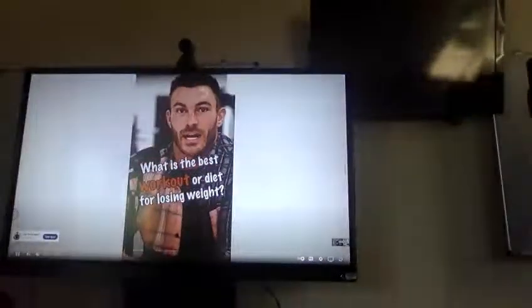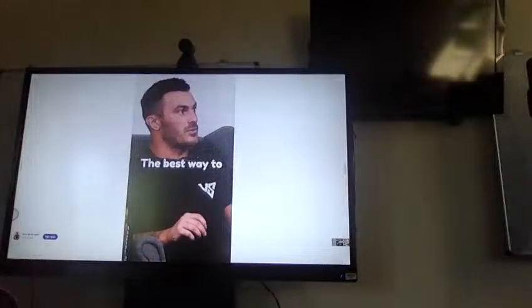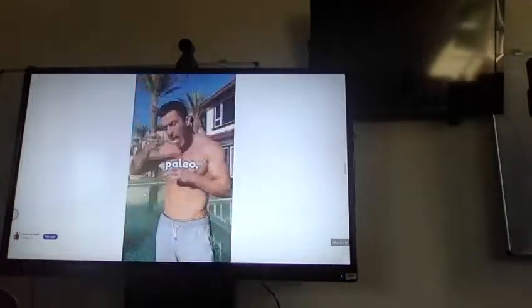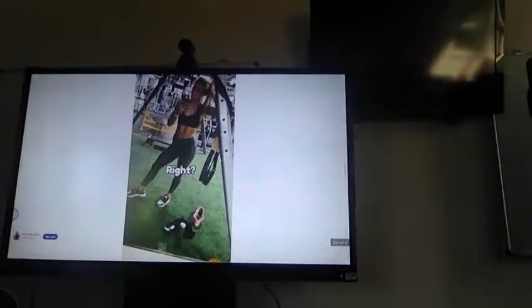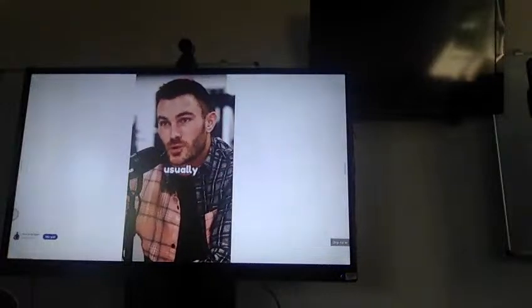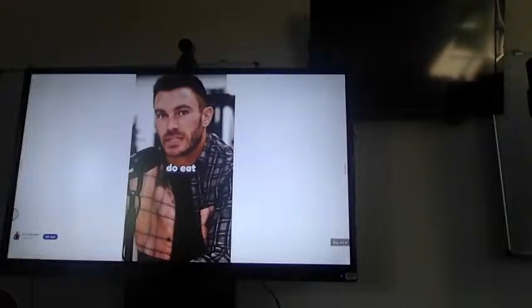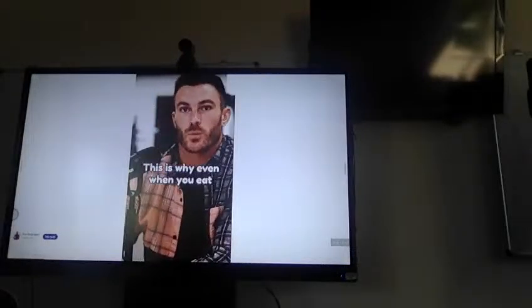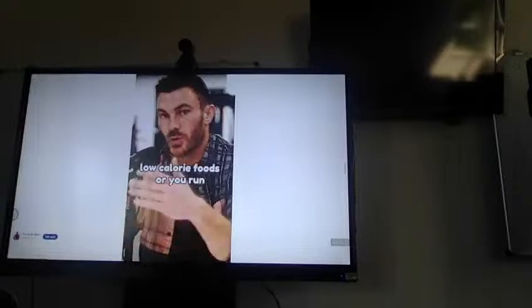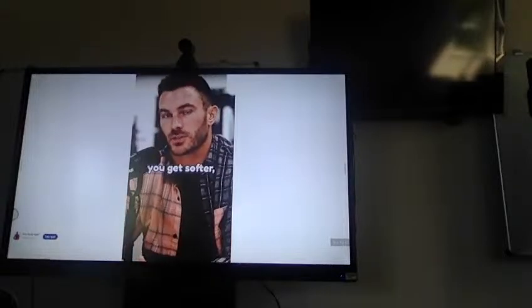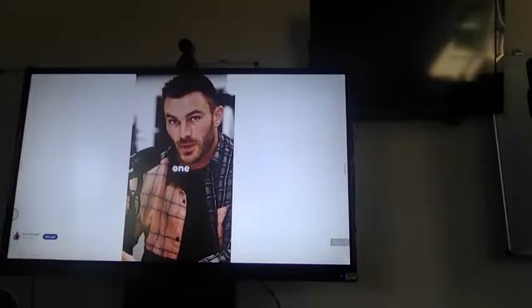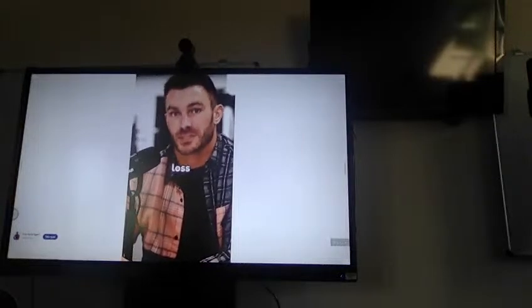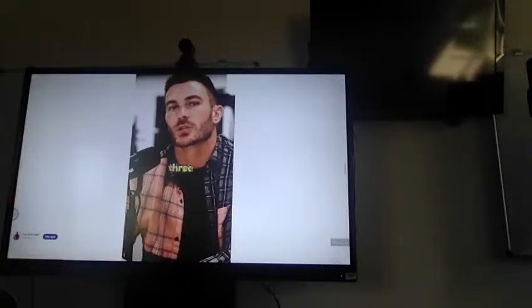What is the best workout or diet for losing weight? The best way to burn fat and get in shape. It's not keto, paleo, fasting, or vegan, and it's not super intense workouts. That ain't how you lose weight. Cardio burns fat, right? No, cardio actually burns calories, usually in the form of carbs in the bloodstream that are then replaced with the very next meal that you eat and stored as more fat. And this is why even when you eat low-calorie foods or you run for an hour a day, you get softer, but you don't actually lose any weight. And this is one of the biggest reasons why most weight loss attempts fail within the first 3 weeks.